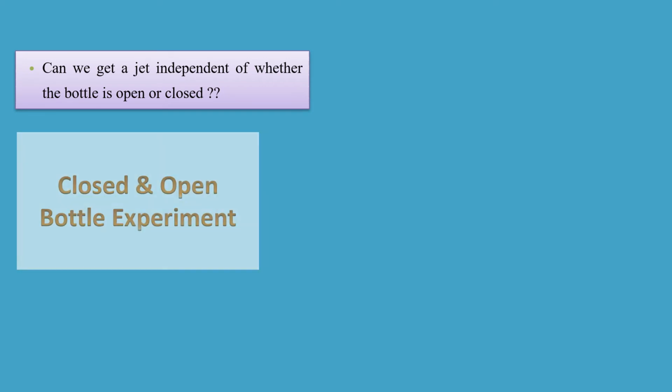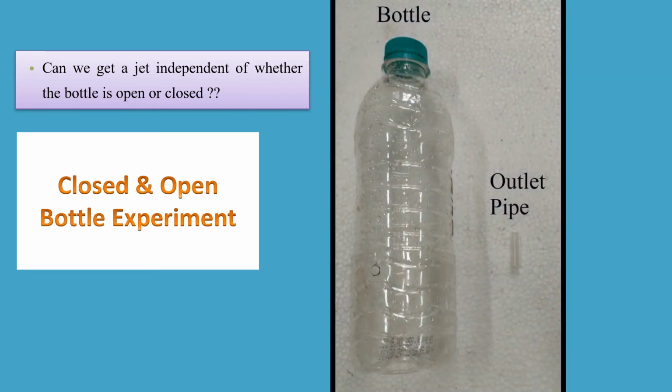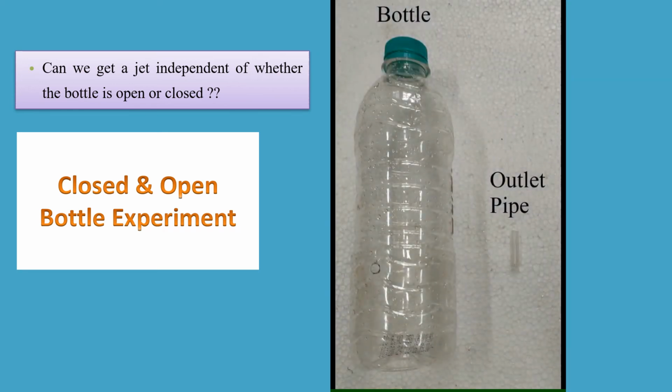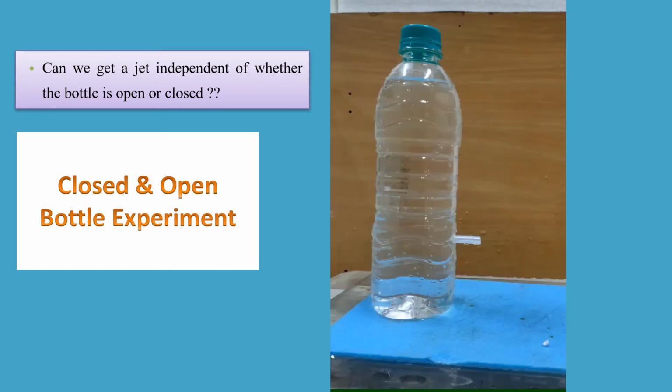Till now, we have performed some experiments where we have used a water bottle with some holes. Using this, we have demonstrated some features of pressure in liquids. But did you think what is happening at the top of the bottle? Can we have a jet through the hole of the bottle independent of whether the bottle is open or closed? Let us understand this by doing a simple experiment. The materials required for this experiment are a water bottle with a hole and an outlet pipe. The final assembly looks like this.